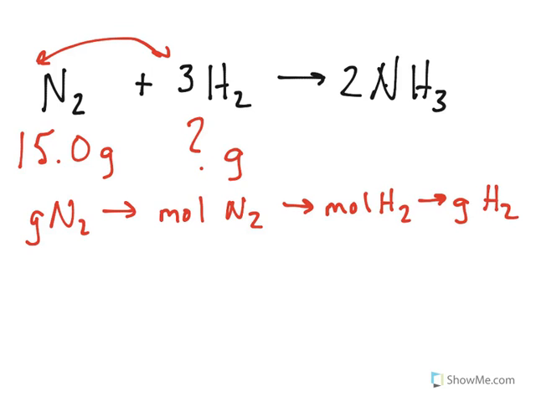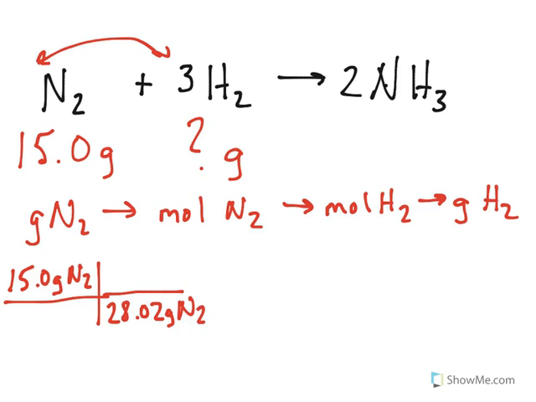Okay, so let's just jump right into it. We have 15 grams of nitrogen. To convert that to moles of nitrogen, we'll divide by its molar mass. Since it's diatomic, that's 28.02 grams of nitrogen in 1 mole of nitrogen. Next, we'll get rid of moles of nitrogen, and we're trying to convert to moles of hydrogen.